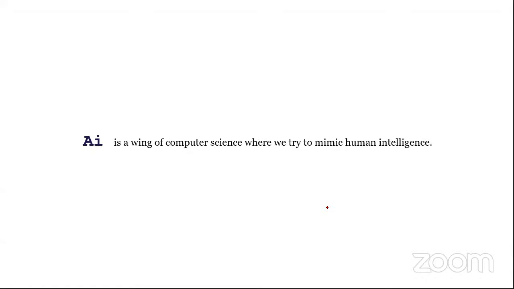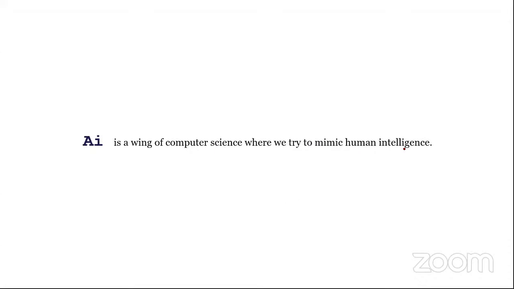Okay, do not try to memorize these definitions. I'll always recommend to try to understand these definitions. We all know what human intelligence is, and here we are talking about artificial intelligence, right? So the intelligence component is the same. The only difference is the words human and artificial. So keeping that in mind, AI is what? A wing of computer science where we are trying to mimic the human intelligence.